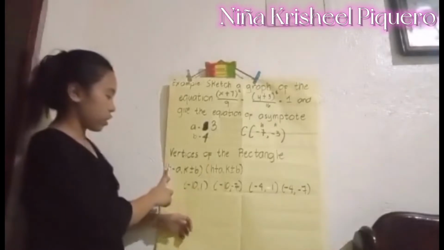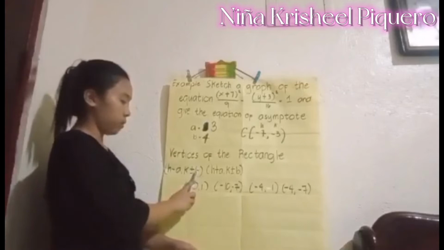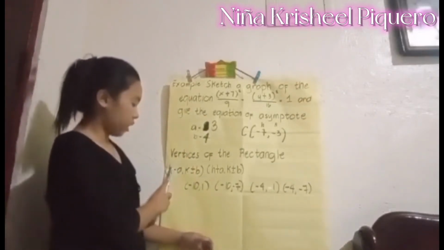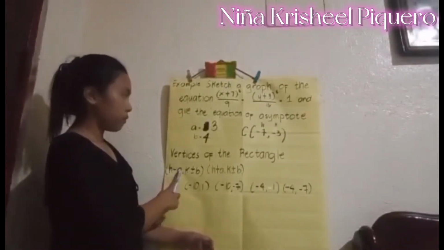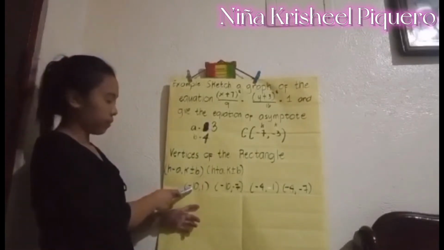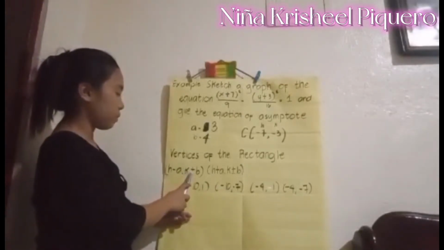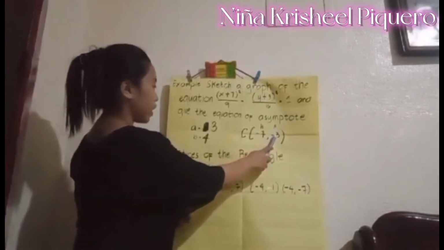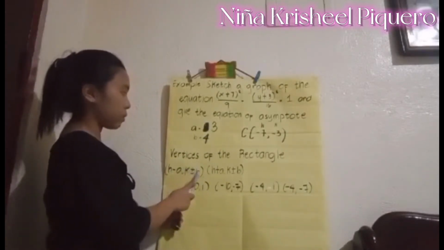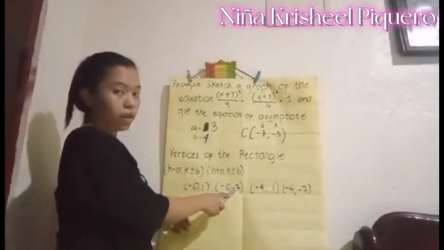First is the h minus a. Darhi nga column is we will get 2 coordinates. So the h minus a, negative 7 minus 3 plus negative 10. And here, negative 10. K minus b, negative 3 minus 4 plus 1. K plus b, negative 3 plus 4 is negative 7.